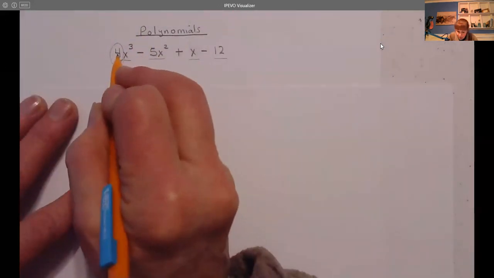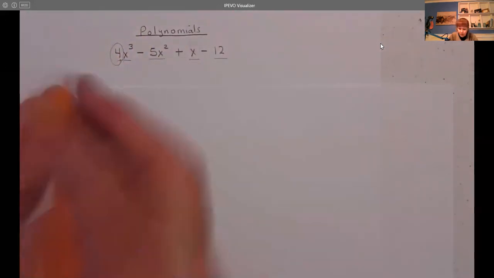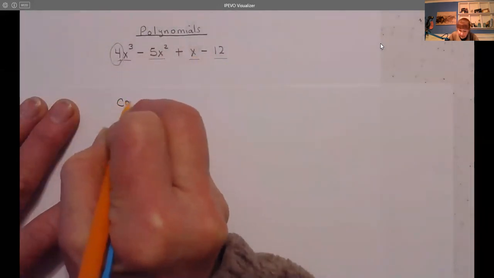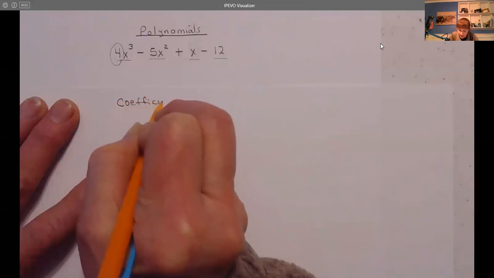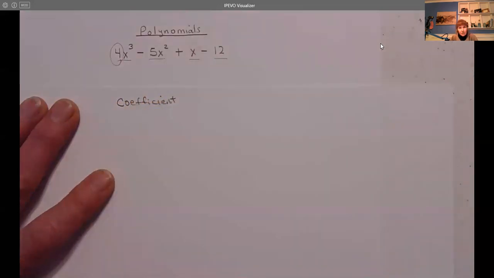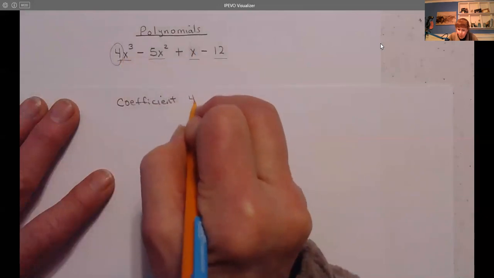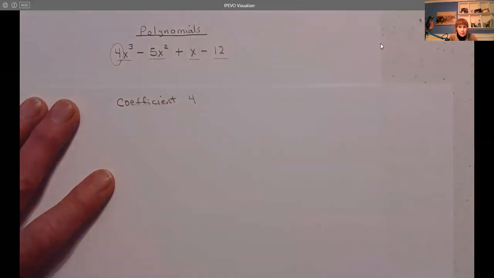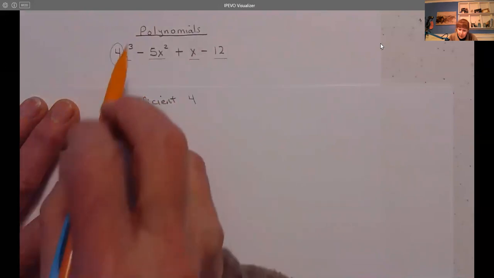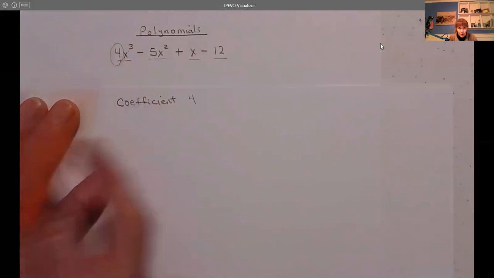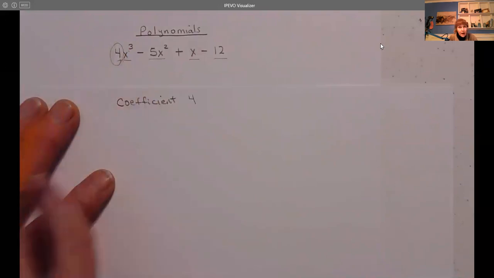Here, the coefficient is 4. So the coefficient is the number in front. Coefficient, it's one of those rule breakers in your English, but the coefficient here is 4 in the 4x cubed. The exponent is 3. It does have some significance, and we'll talk about that here in a minute. But right now we're going to talk about the coefficients.